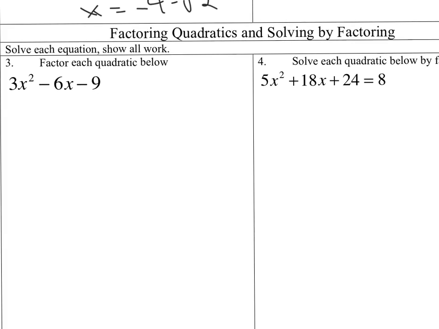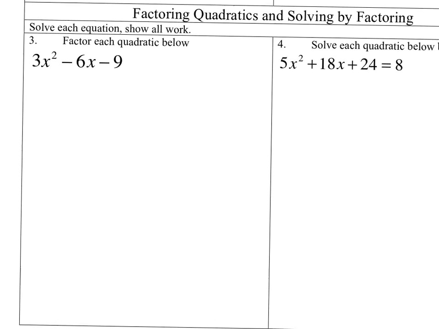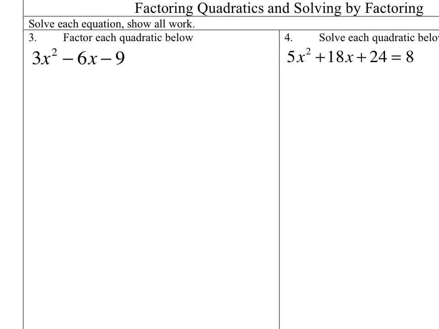This next section says, factoring quadratics and solving by factoring. I wonder what we'll be doing in this section. What could it be? Could we be factoring? And then it says, factor each quadratic below. There's only one, so just factor the one quadratic. I think I'm going to do it the way most of you are going to do it. And then I'll tell you the secret special way that I would do it.